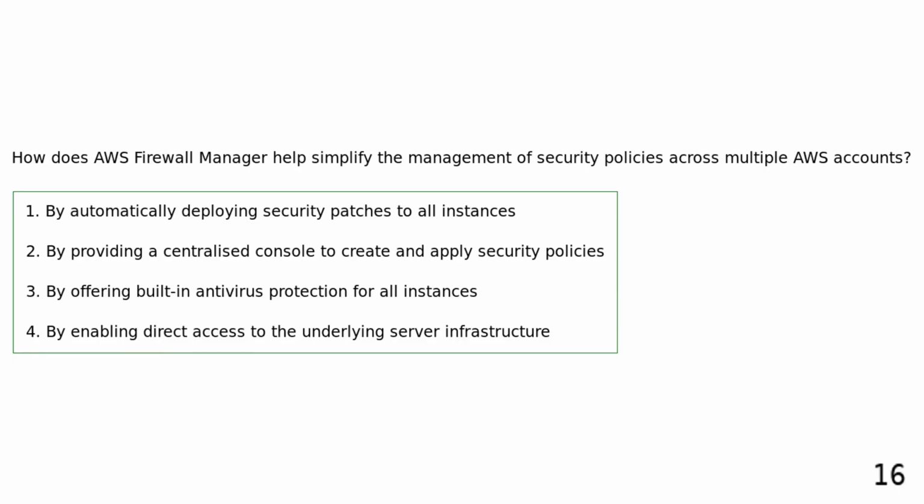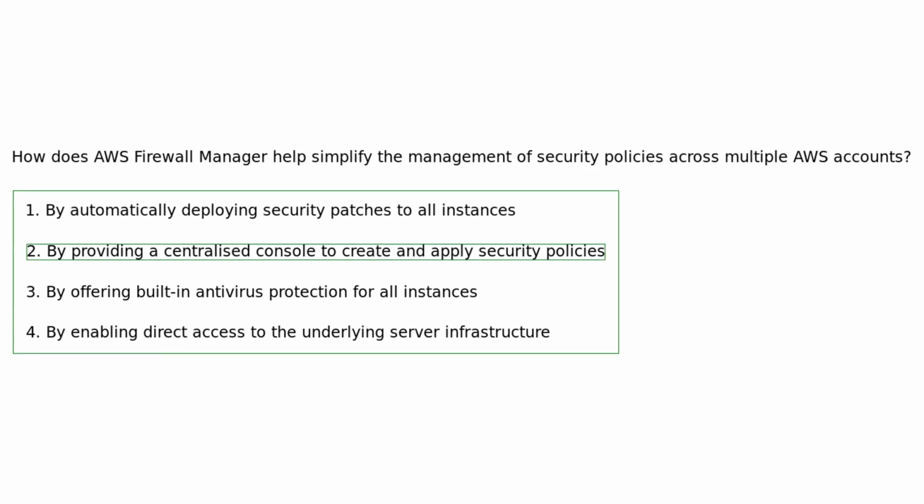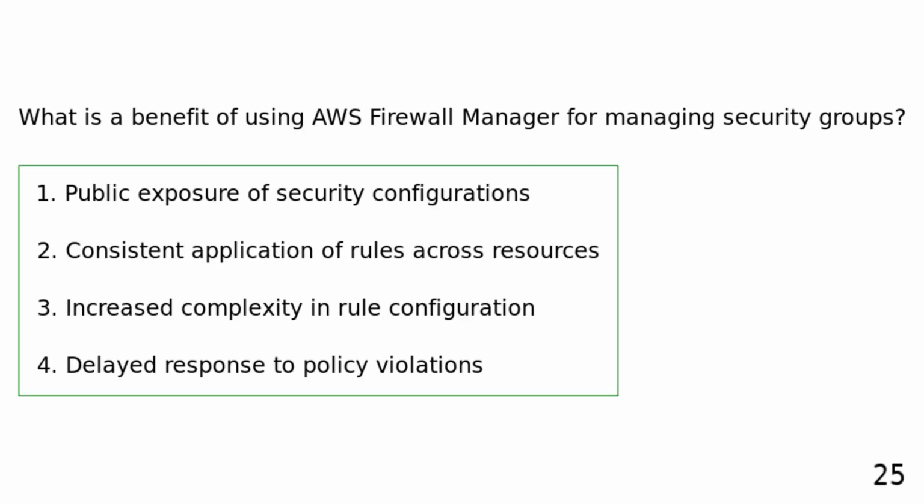By automatically deploying security patches to all instances. By providing a centralized console to create and apply security policies. By offering built-in antivirus protection for all instances. By enabling direct access to the underlying server infrastructure. AWS Firewall Manager simplifies management of security policies by providing a centralized console to create and apply these policies across multiple AWS accounts. What is a benefit of using AWS Firewall Manager for managing security groups?